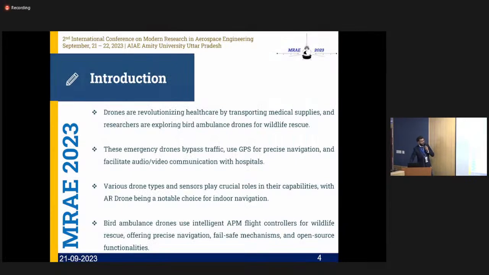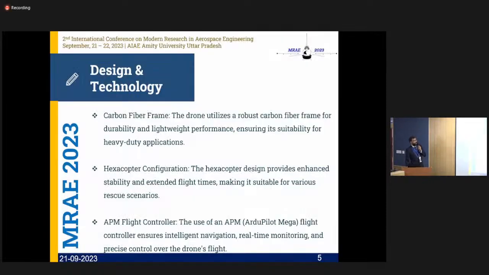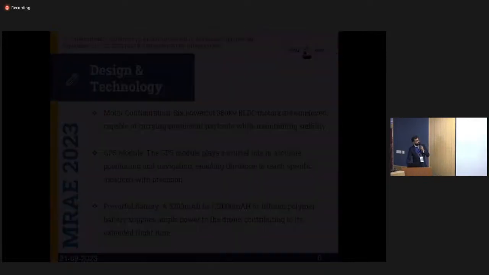So, introduction: a lot of people have been working in this area of saving animals, and birds are something new. So basically, we designed a carbon fiber frame. First we went for the CAD design, and then we manufactured it using carbon fiber material. Then we went for the APM flight controller configuration.